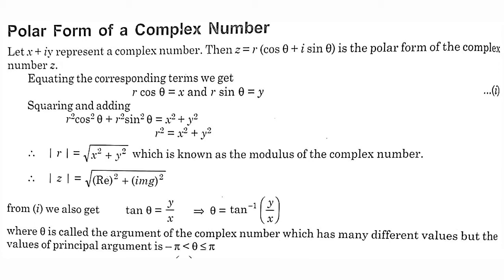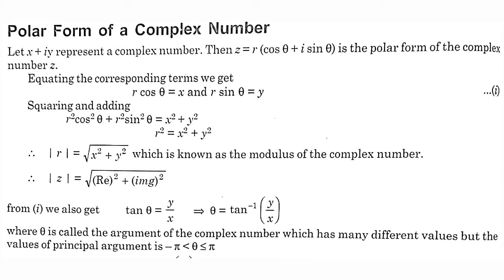Now squaring these terms and adding together, we get r square cos square theta plus r square sin square theta is equal to x square plus y square. Taking r square common, we get cos square theta plus sin square theta, which is 1. So finally we get r square is equal to x square plus y square. Now taking the square root, we get modulus of r is equal to square root of x square plus y square, which is known as modulus of complex number.